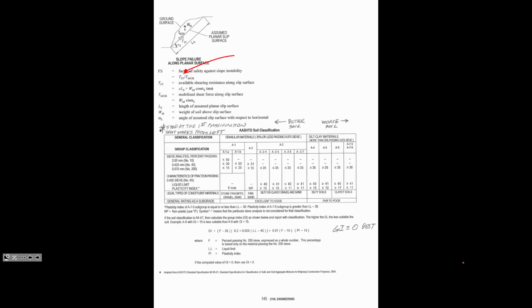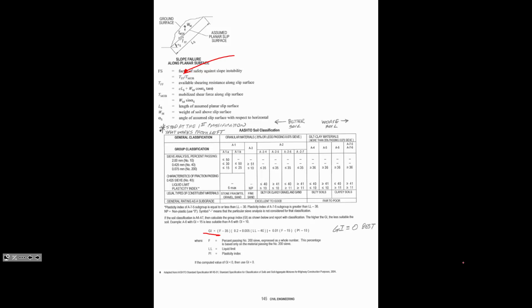And they're going to give you what passes the number 10, what passes the 40, what passes the 200, the liquid limit, and the plastic limit. They're going to give you all those values. And you have to just run yourself through the chart as you move to the right till you find the right value and stop, and that's the material type that you're going to have.